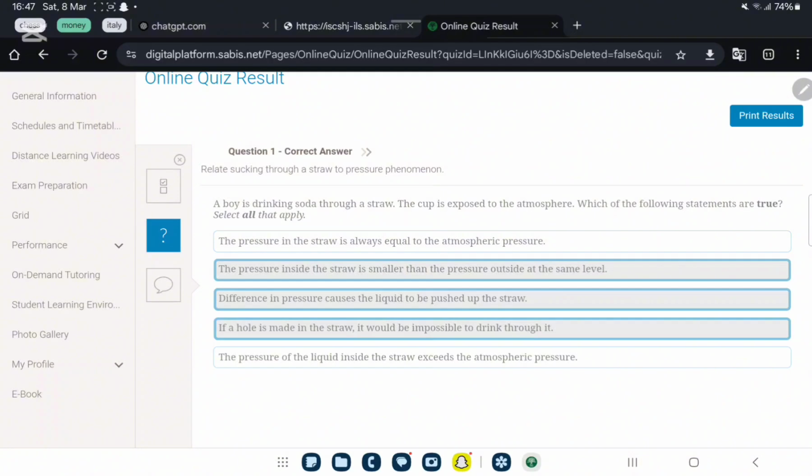This is 5.3. For this question, they're asking about how a straw works. You have to memorize how it works. So the pressure inside the straw is smaller. It's not equal to the atmospheric pressure. Difference in pressure causes the liquid to be pushed up the straw, and if a hole is made, it will be impossible to drink through it. The pressure of the liquid inside the straw exceeds the atmospheric pressure is also wrong.